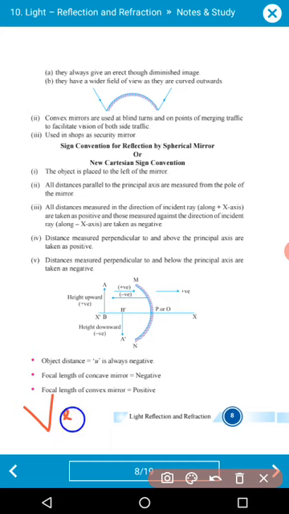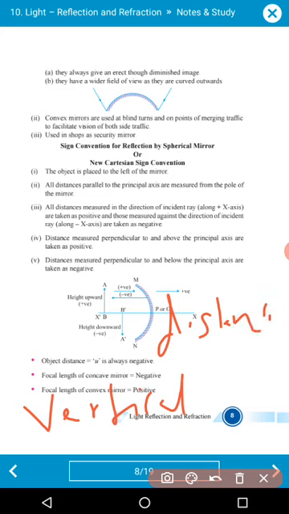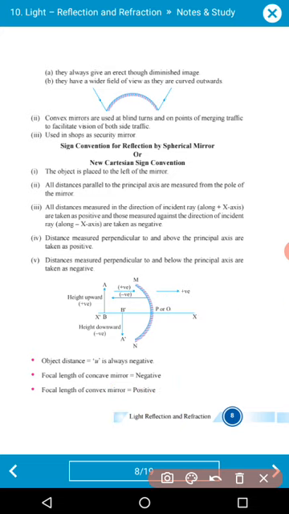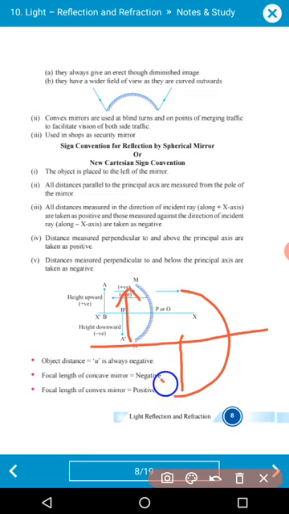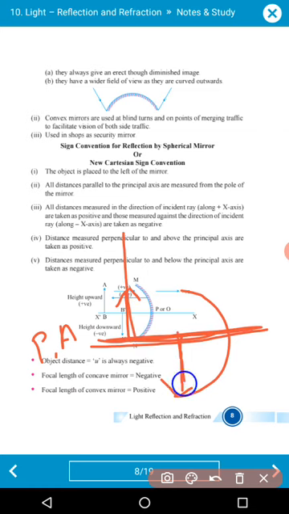See how the vertical distance has to be measured. For example, this is our mirror and this is the principal axis. Suppose you are taking a height from the principal axis in the upward direction, and a height from the principal axis in the downward direction. So the third rule is that all the vertical distances are measured with respect to the principal axis, whether upward or downward.